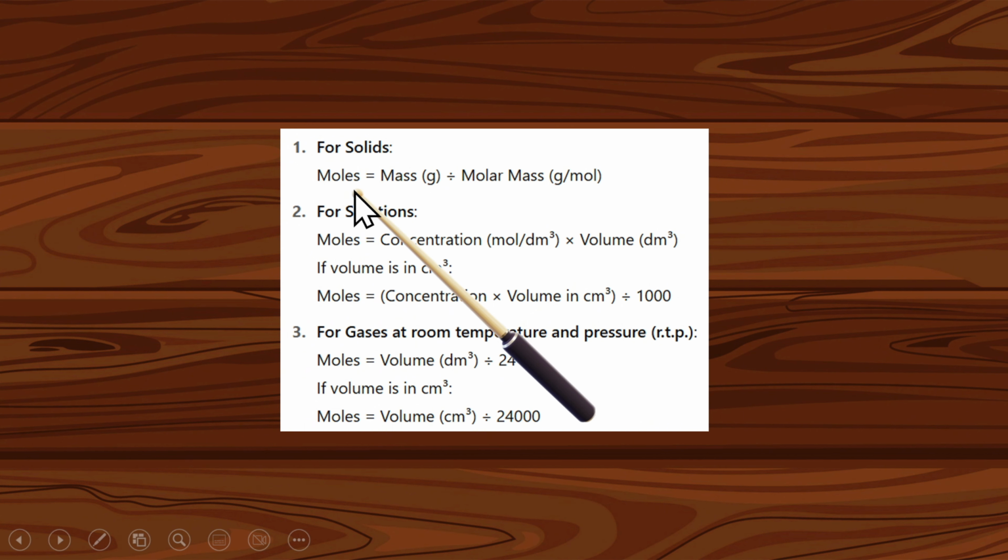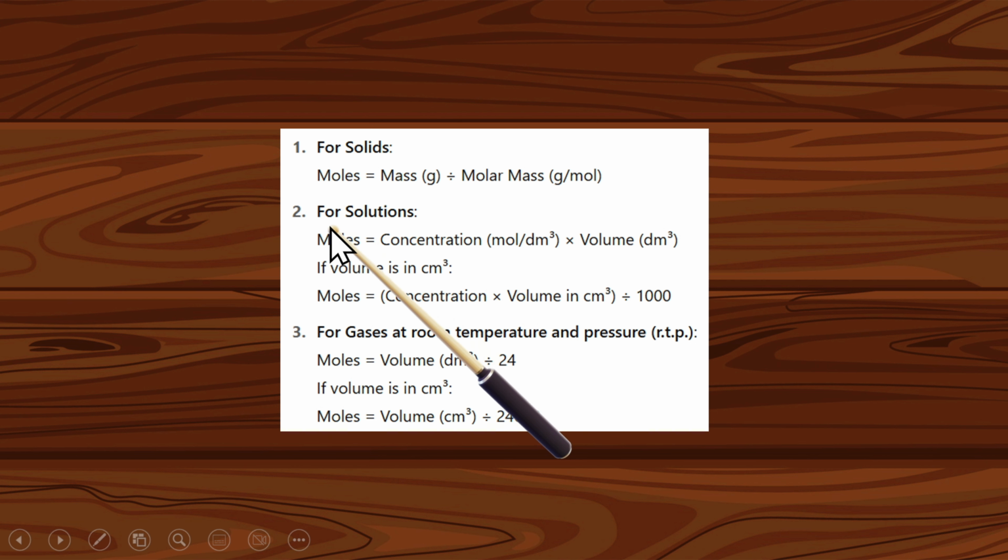First of all, if they give you a reaction and ask you to find the mass or the molar mass, and all the elements or compounds in the reaction are solids, then you have to use this formula. Moles is equal to given mass divided by molar mass. The molar mass usually you can find from the periodic table, whereas the mass or moles will be given in the question.